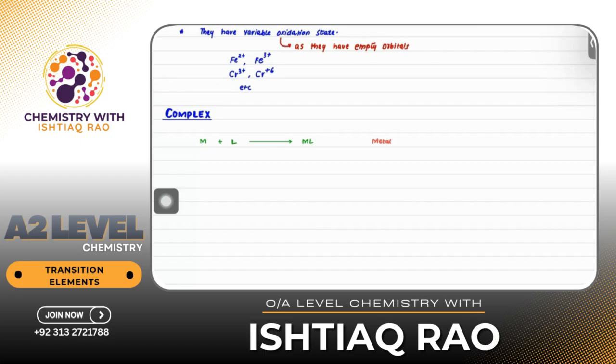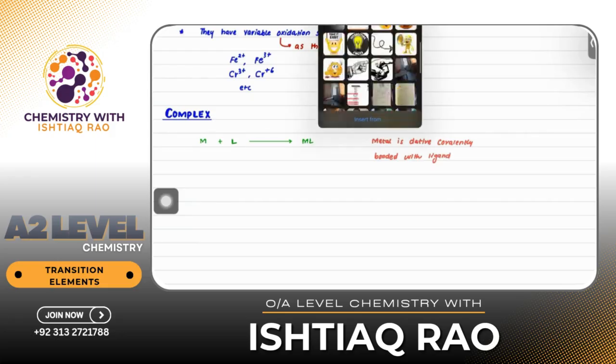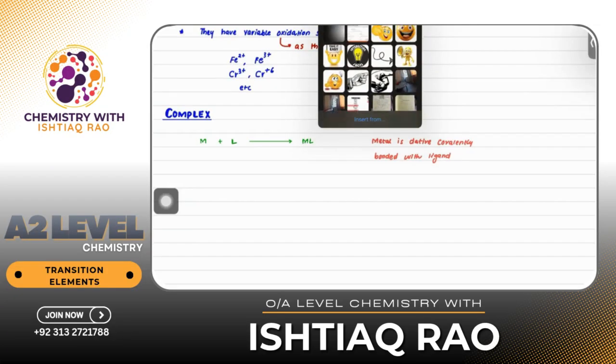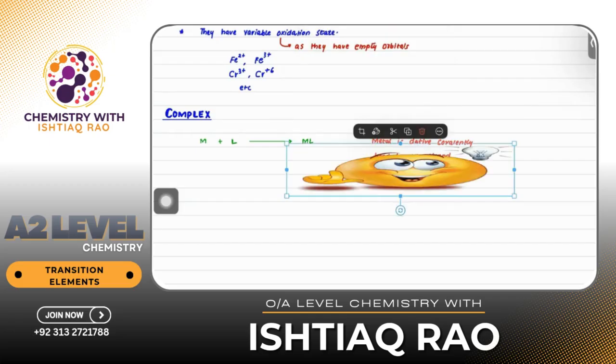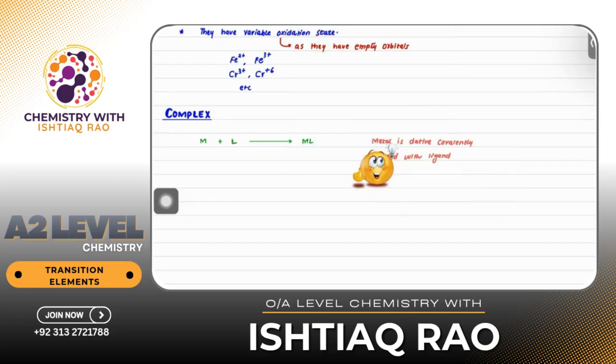Metal is dative covalently bonded with ligand. Okay, it's mandatory that it must have a dative covalent bond, not other than this.